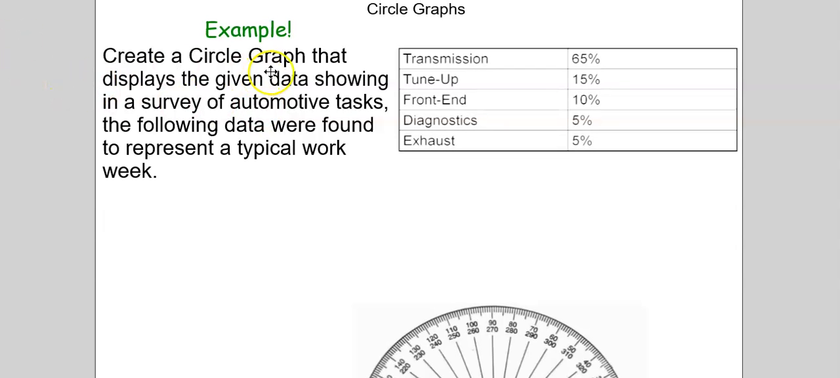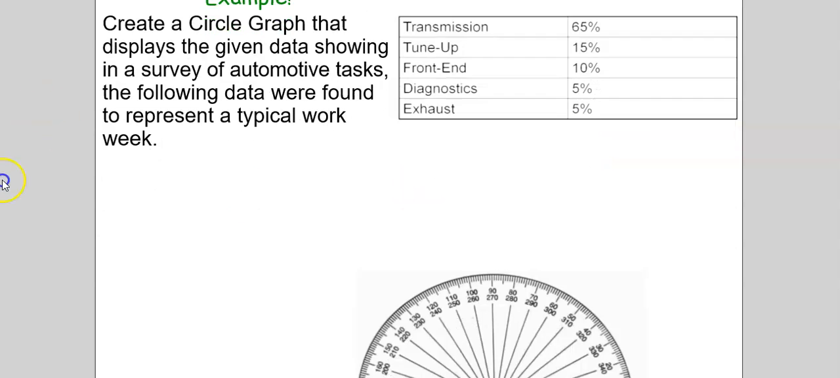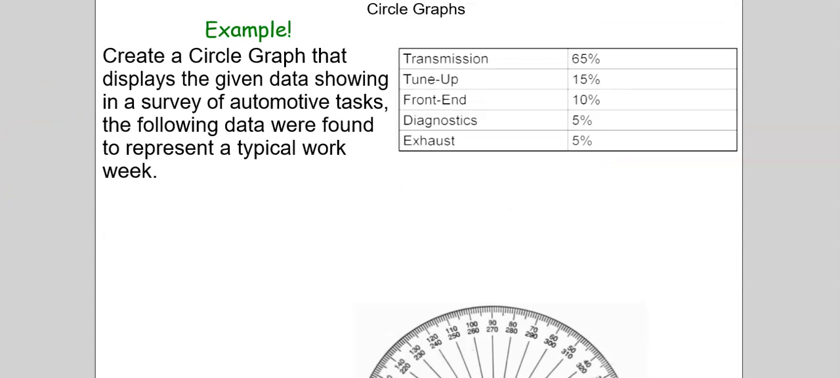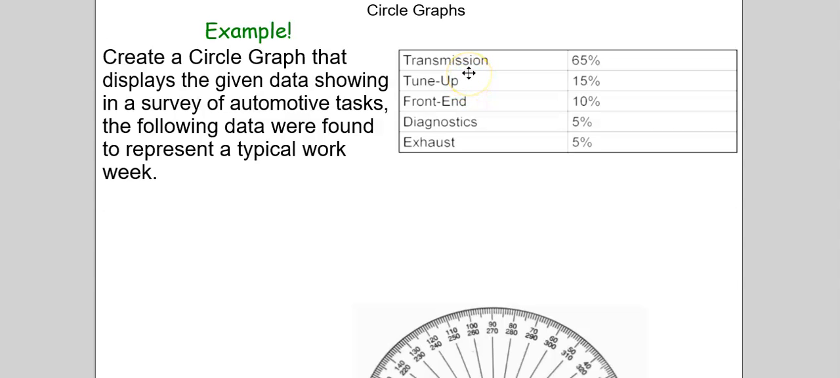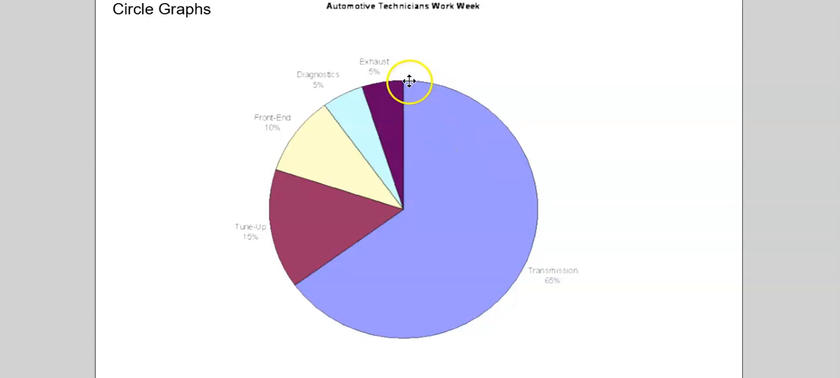So, create a circle graph that displays the given data shown. All right, so we have transmission, tune-up, front-end, diagnostics, exhaust. All these percentages. Okay. So what we would do is multiply each of these by 360. All right, so 65%, you can see what 65% would give us here. Tune-up is 15%, front-end is 10%, diagnostics 5%, and exhaust 5%.